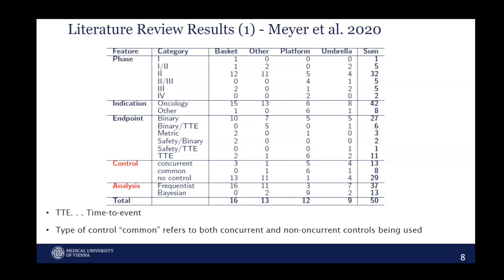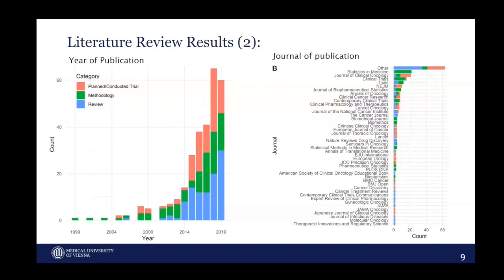And most analyses are still frequentist, but as we will see later on, as some trials can become quite flexible, this might be the time where we will see more Bayesian analysis as well. Good, and as far as the journals are concerned, you can see that most journals are still on the methodological side, and fewer publications are on actually published data and trial results.